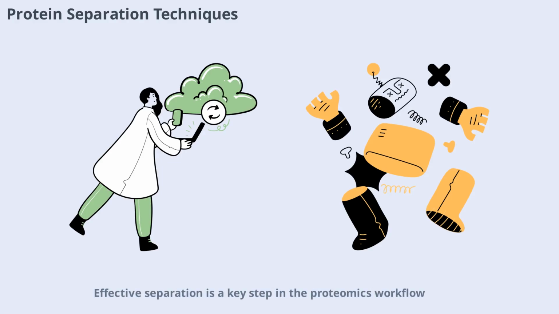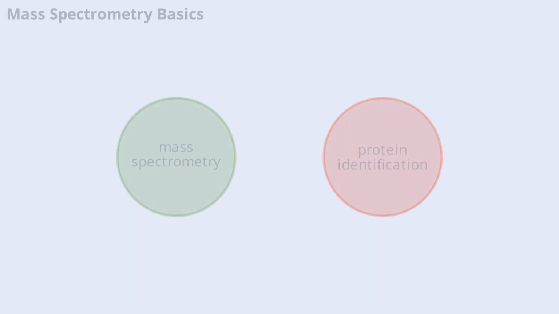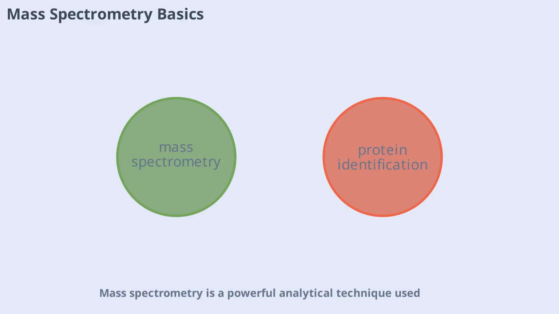Effective separation is a key step in the proteomics workflow, enabling high-resolution analysis and accurate protein identification. Mass spectrometry is a powerful analytical technique used to identify and quantify proteins in proteomic studies. It works by ionizing protein fragments and measuring their mass-to-charge ratios. The resulting spectra provide detailed information about protein identities and modifications. Mass spectrometry offers high sensitivity and accuracy, making it the gold standard for proteomics analysis. Understanding the basics of this technology is essential for interpreting proteomics data and drawing meaningful conclusions from experiments.